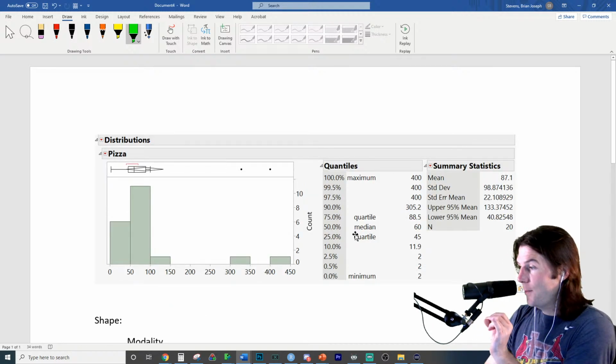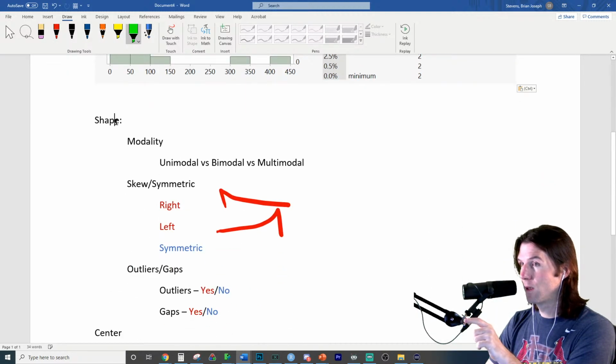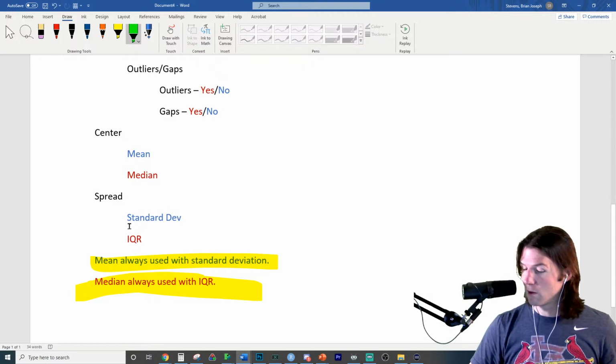So here is our data. We need to know about shape, center, spread. You're going to be totally ready for today or tomorrow's lecture if you know shape, center, spread. These are the three things we do to describe univariate quantitative data. Shape, center, spread.